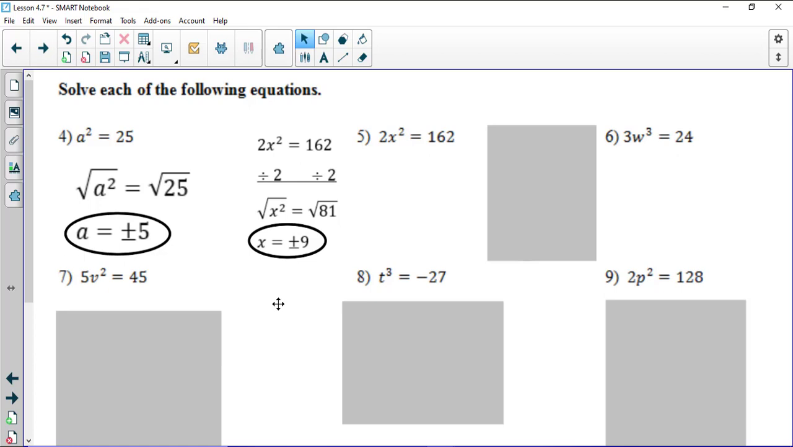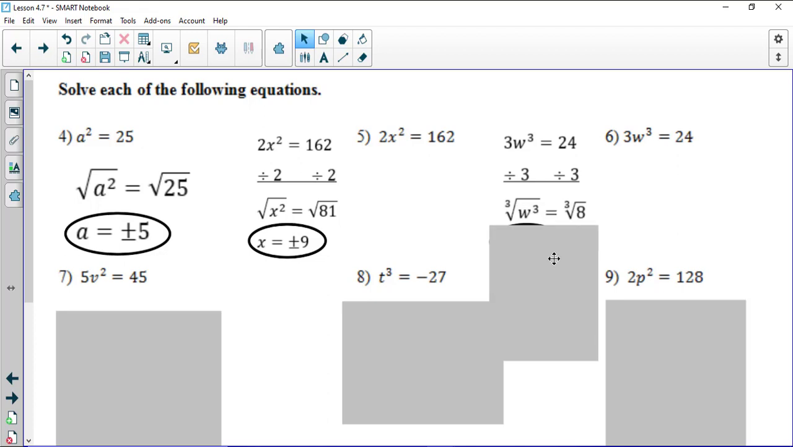All right, number 6, moving right along. Feel free to pause the video at any time if this is going too fast and you need to copy it down. That can certainly help you. So we want to isolate that w to the third power. We're going to divide both sides by 3 first. That's going to get us w cubed equals 8. Take the cube root of both sides, and the cube root of 8 is 2. Remember, negative 2 doesn't work here. Negative 2 to the third power gets you negative 8, and negative 8 times 3 is negative 24, not positive 24. So just something for us to keep in mind.